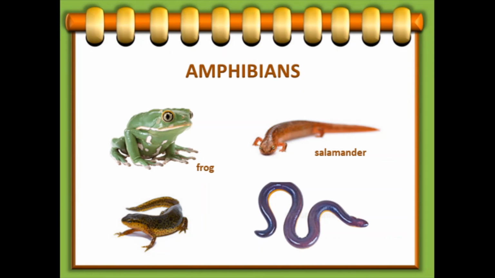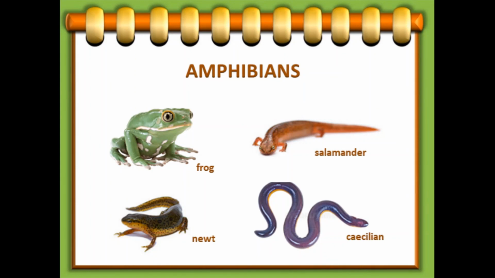Alright? Okay. Next one. Almost the same as the salamander is a newt. Newt is an amphibian. And lastly, you have a caecilian. Caecilian looks like a worm, but it's not a worm. It's an amphibian. It may look like a worm, but it's not.